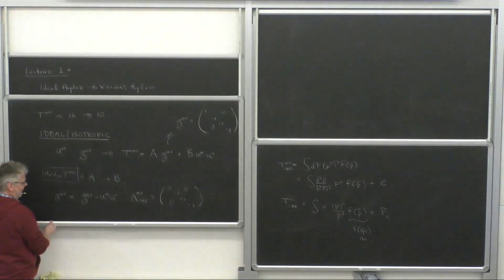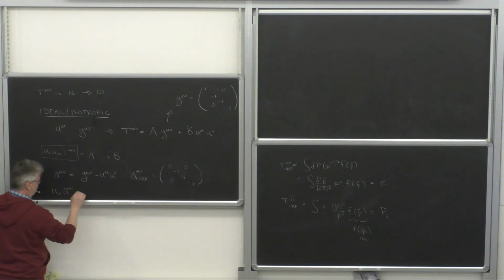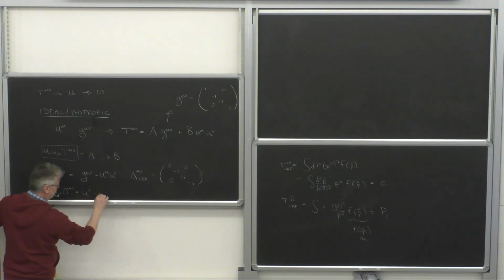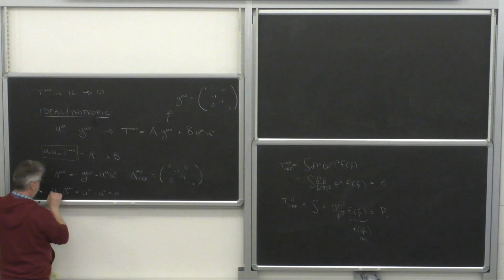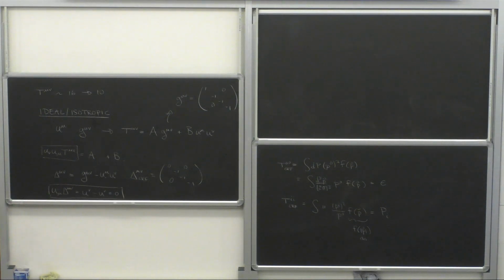Now the nice thing about this projector is that if I come in with a u nu, this is going to just become u nu, and u mu times u mu is 1. So this thing is 0. Of course, we kind of knew that from the definition in words, because the components of u orthogonal to itself are 0, right? So it's by definition 0. Good.